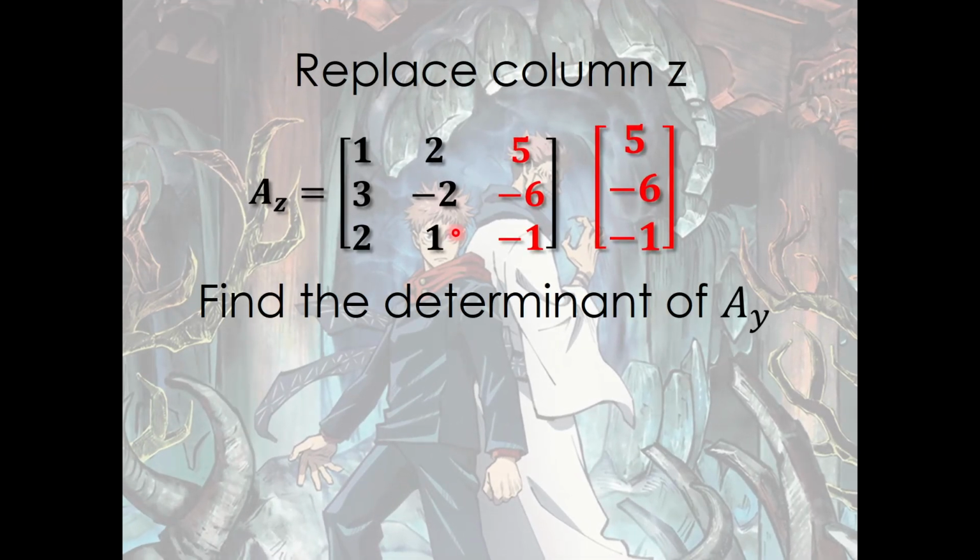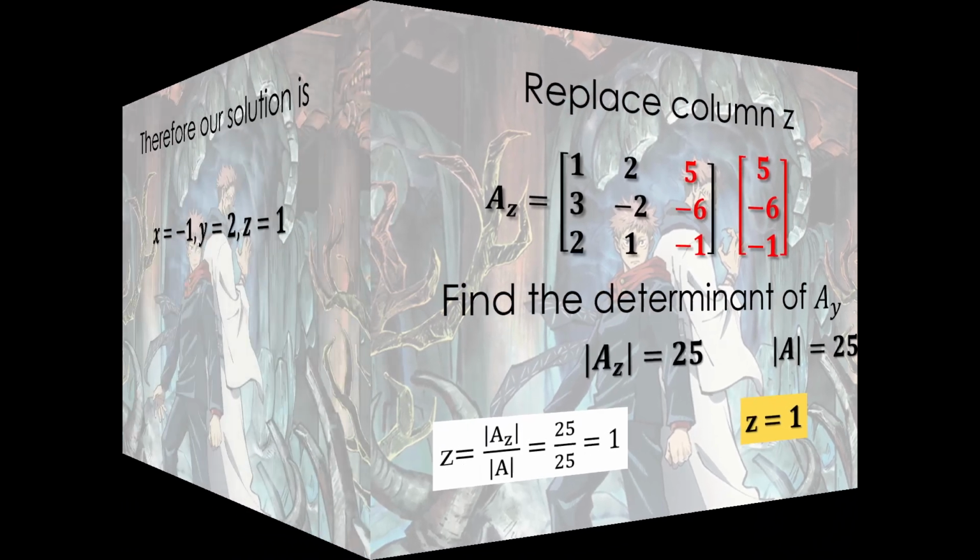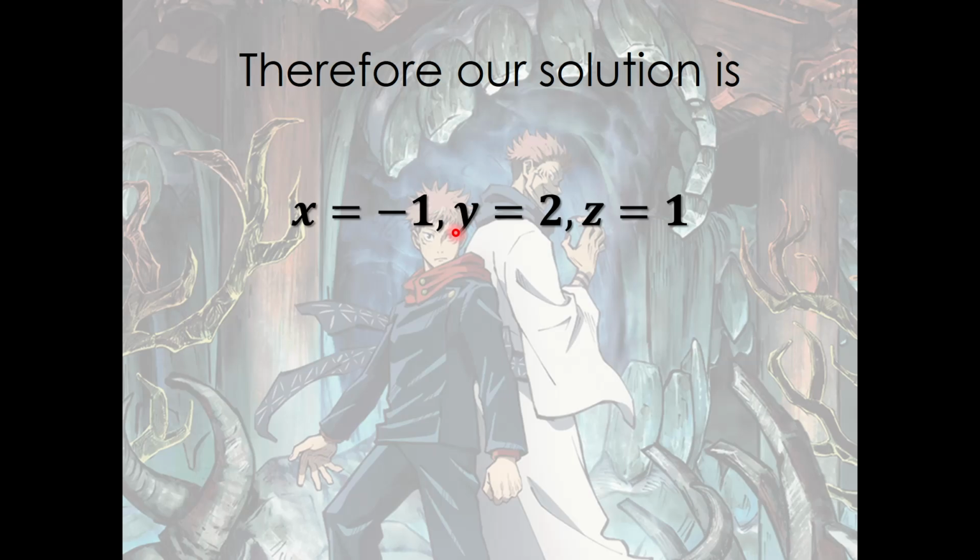And lastly, replacing the Z column, we find the determinant of AZ, which is also 25. Our determinant of A was 25, so we divide the two. Therefore, our Z is equal to 1. And that means the final answer is X equals negative 1, Y equals 2, and Z equals 1.